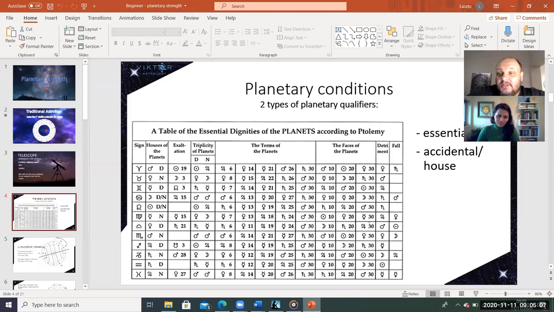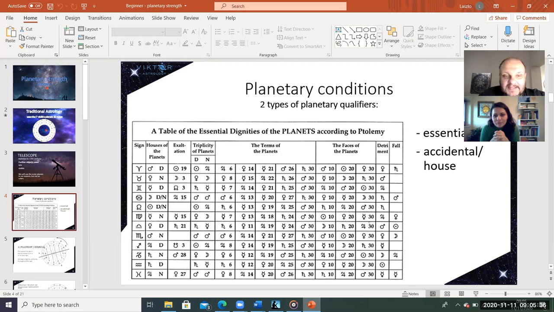So let's get started. Basically, what we need to understand is the planetary conditions. And the planetary condition is going to be defined by the essential dignities. We've got two types of planetary qualifiers. One of them is the essential dignity, the other one is the accidental dignity. Today, we're not going to be talking about accidental dignity because that's quite a big topic to cover. But the essential dignity table is something which is extremely important to be used.